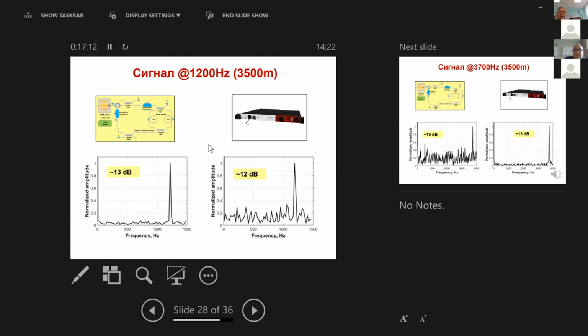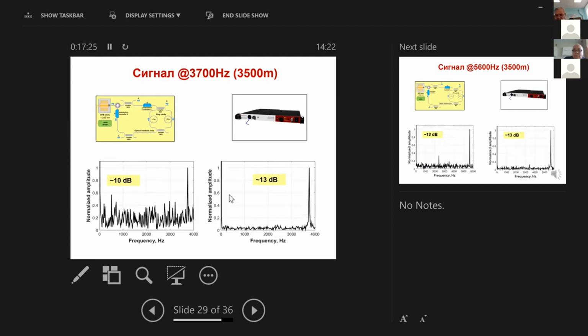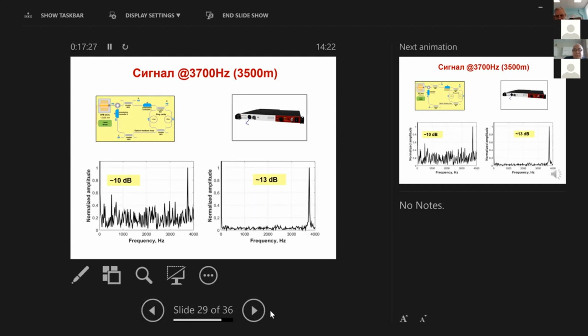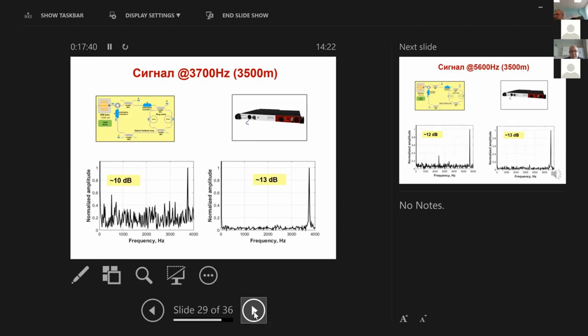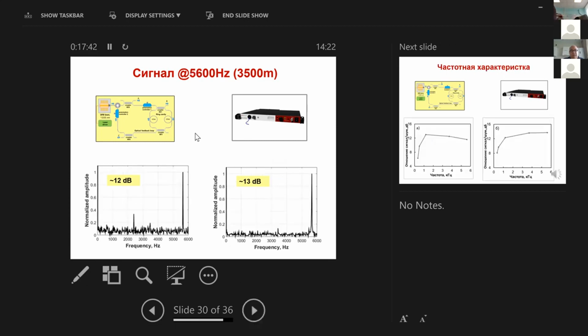The next point is 1.2 kilohertz, and again our laser is better. So it is not worse than the commercial laser. It is a very simple solution, but there is no big difference between them in performance. Here, the signal is 3.7 kilohertz, and you can see a difference of only 3 dB. And at the last point, 5.6 kilohertz, it is again not a big difference.